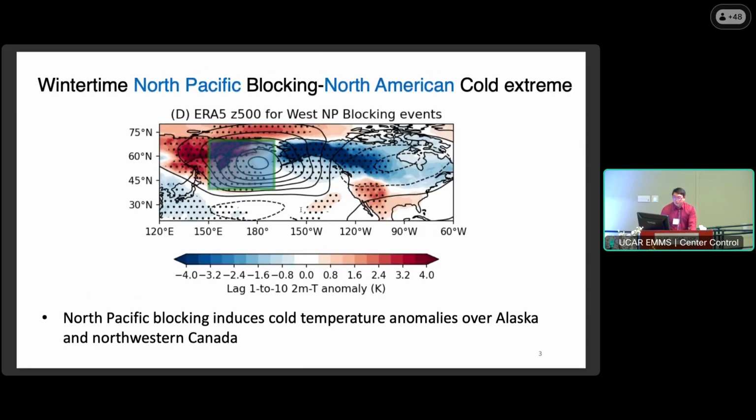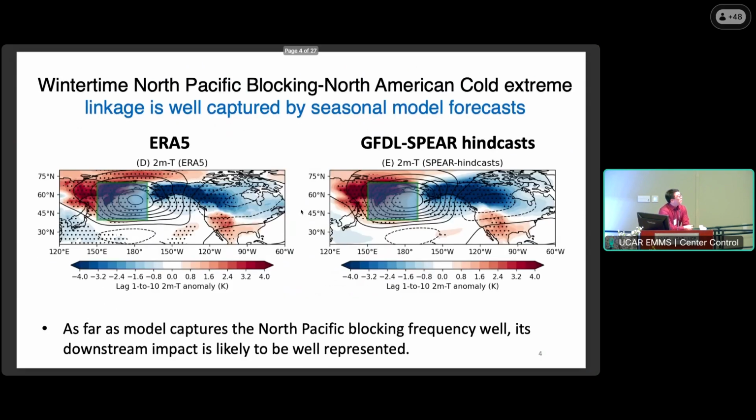So a specific example I brought here is North American cold anomalies induced by wintertime North Pacific blocking. Corresponding to cold temperature advection, Alaska and northwestern Canada, located at the downstream of the North Pacific blocking events, undergo significant cold anomalies. And this linkage is well captured by seasonal model forecast.